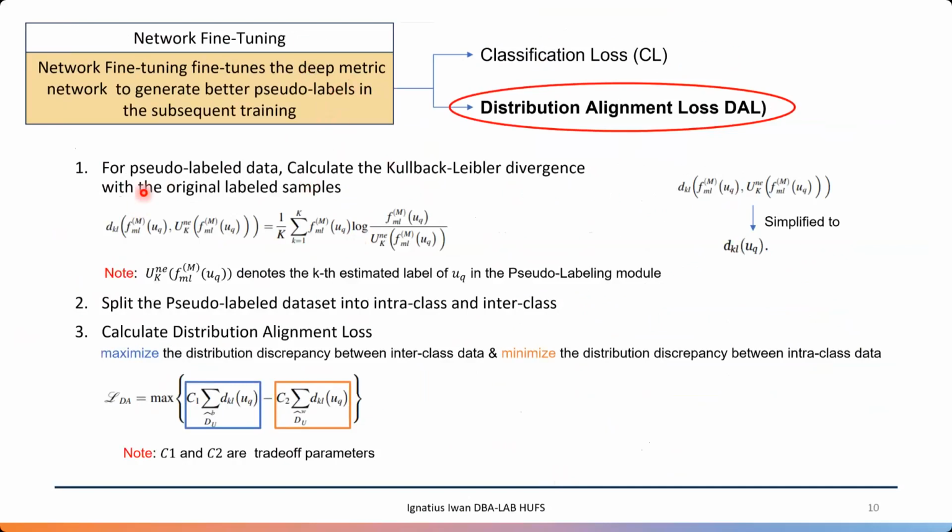So for pseudo-labeled data, we first calculate the divergence with the original labeled samples. And then we split the pseudo-labeled data set into an intra-class set and an inter-class set, like we saw in the previous slide. And then we calculate the alignment loss here. This loss tries to maximize the distribution discrepancy between the inter-class data, and minimize the distribution discrepancy between the intra-class data. And C1 and C2 are trade-off parameters in this loss.